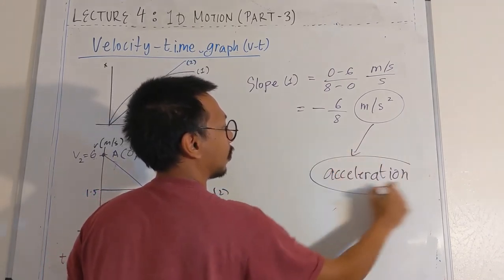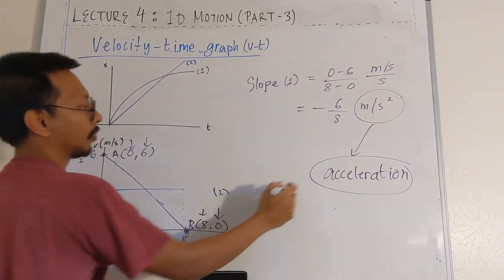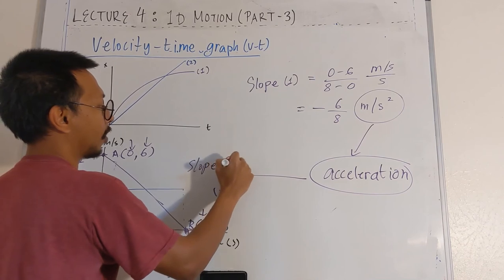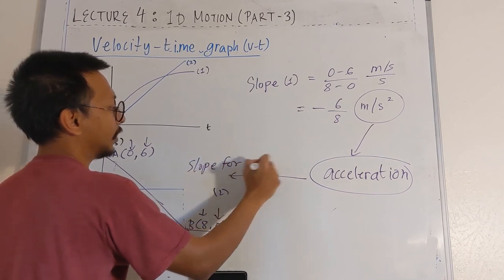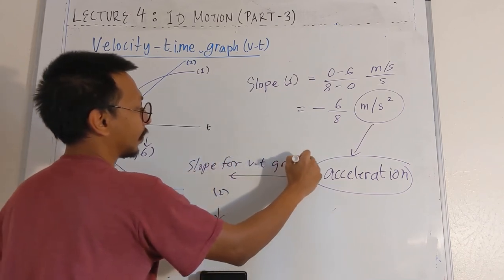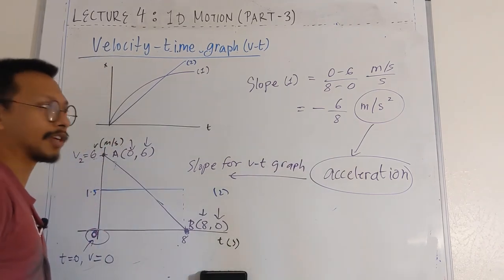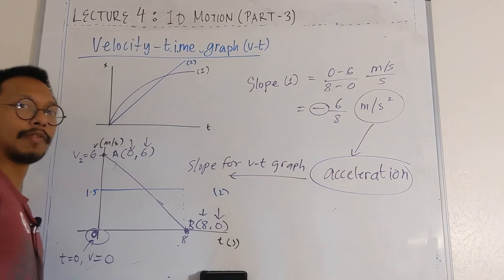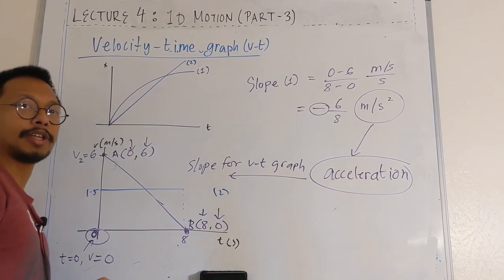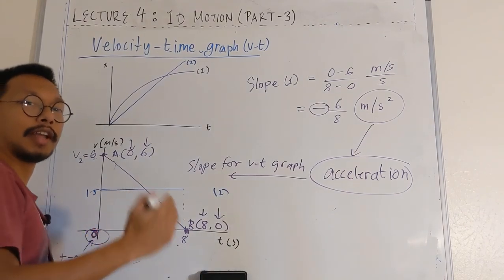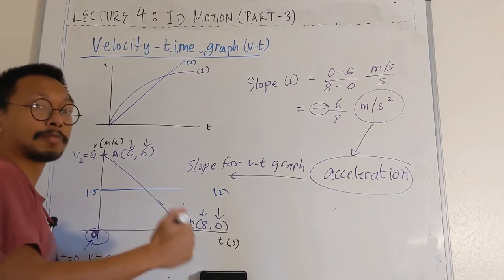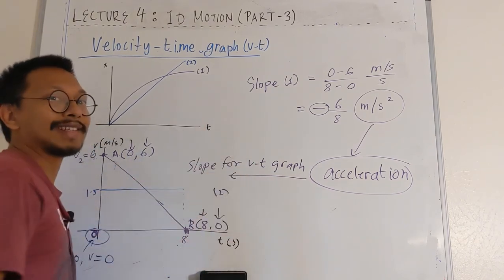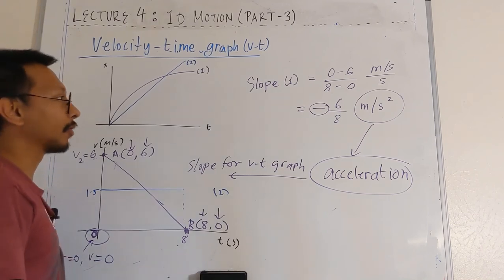So the slope for VT graph gives you acceleration. Second thing to notice is this negative sign. As we have learned that negative acceleration can mean 2 things, either a negative speeding up, which is a negative acceleration per se, or a deceleration, which means you are actually slowing down.